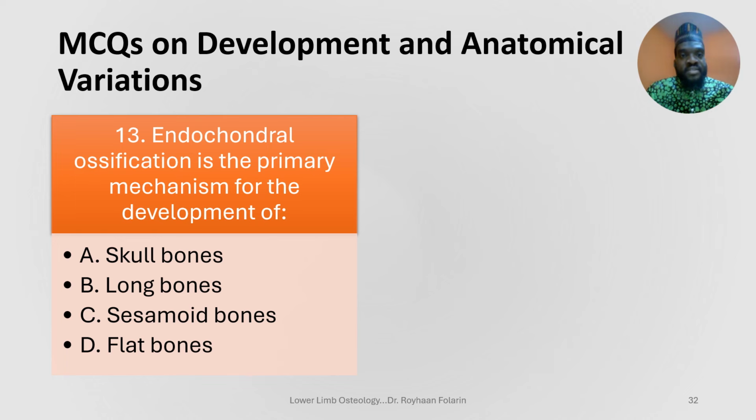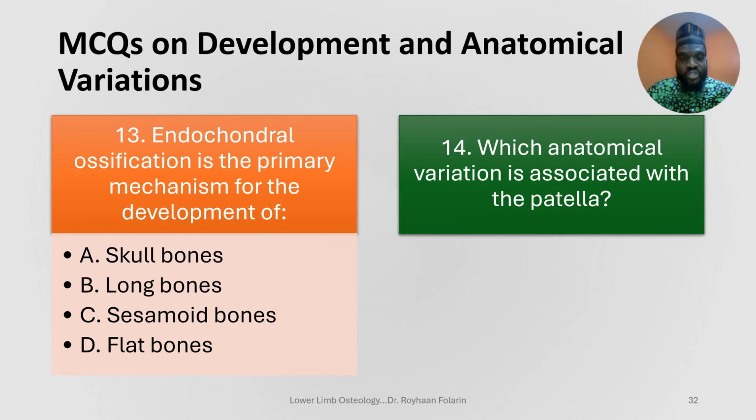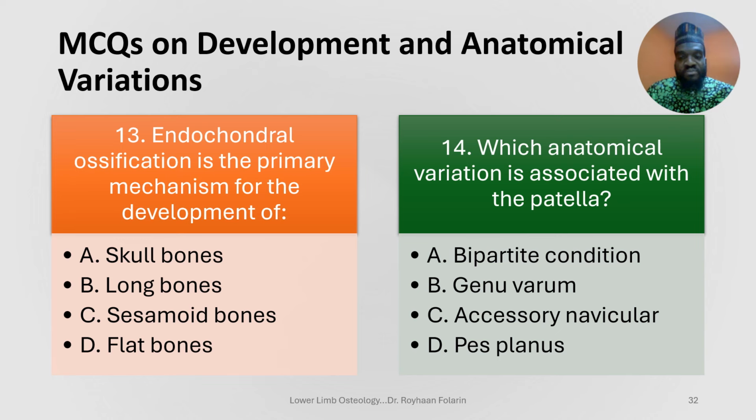And this is the 12th and final MCQ question. So, which anatomical variation is associated with the patella? Is it a bipartite condition, genu varum, accessory navicular, or pes planus, right? Yeah, if you enjoy tougher questions like we intend to subsequently, you'll meet them in some further videos. So these are questions to help jog your memory. So this is the 12th and final MCQ in today's lecture.